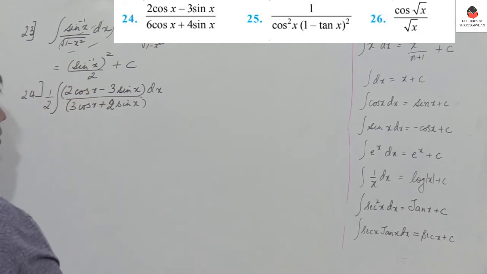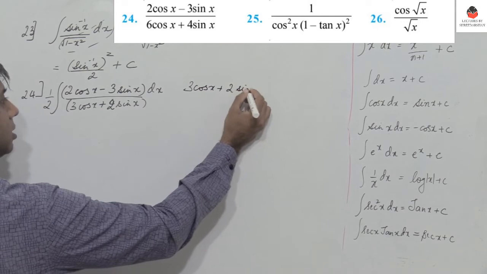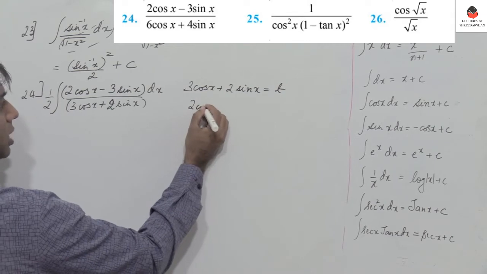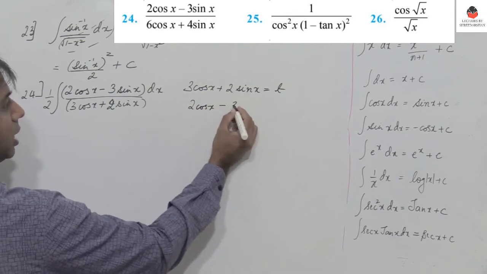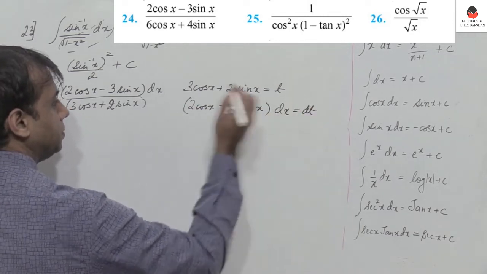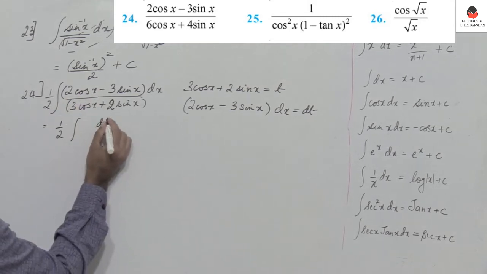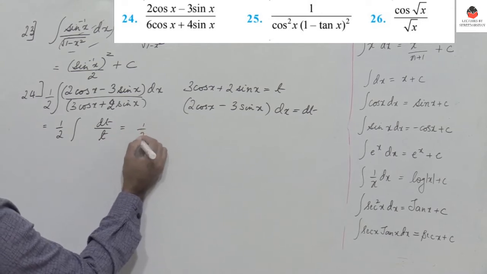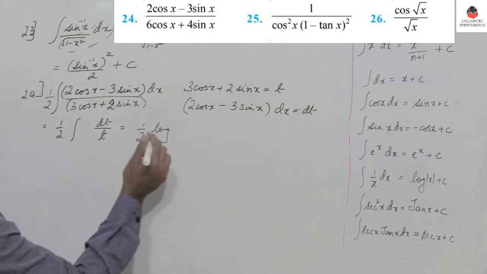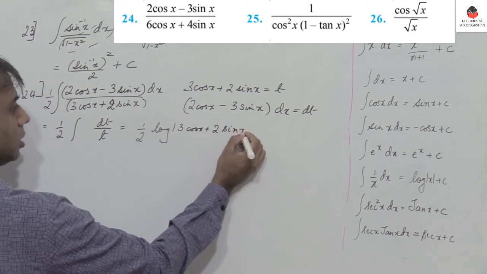So take the denominator, which is 3 cos x plus 2 sin x, as t. If I differentiate this, you get 2 cos x minus 3 sin x dx equals dt, right? So you get 1 by 2 integral dt by t, which is 1 by 2 log t. We know that the integral of 1 by t is log t, but what is t? t is 3 cos x plus 2 sin x, plus c.